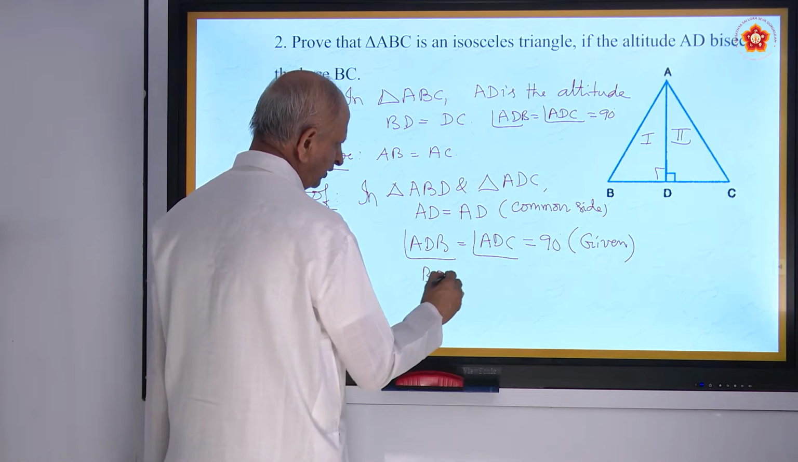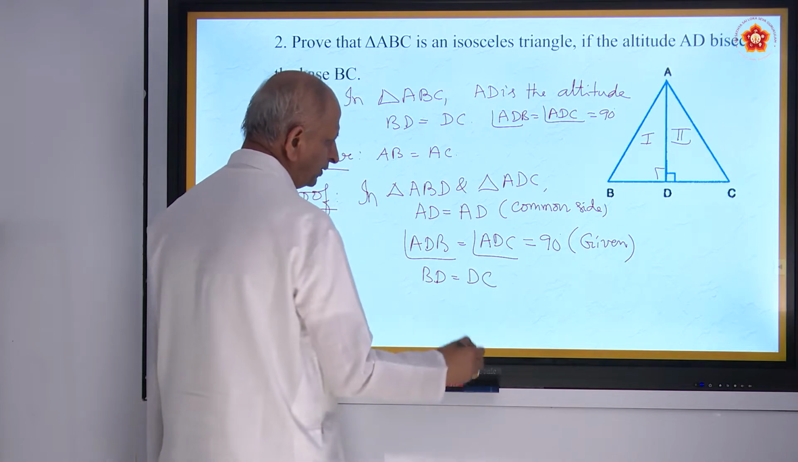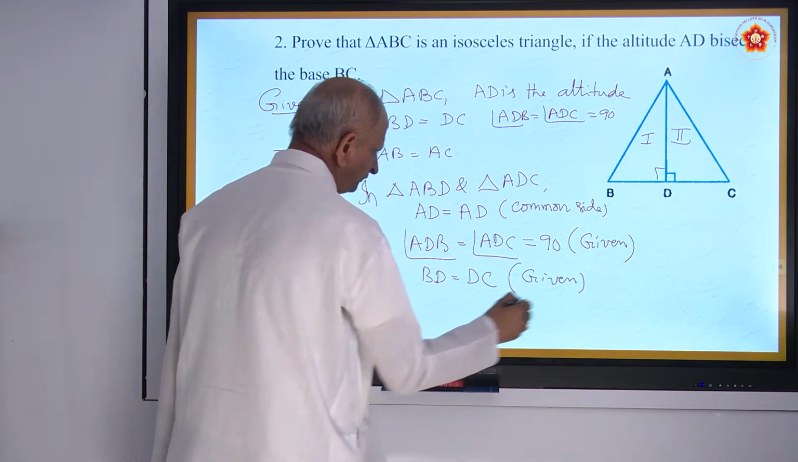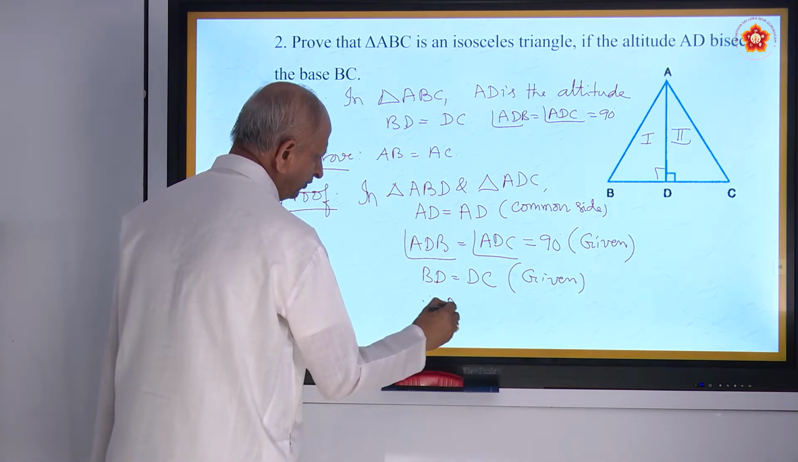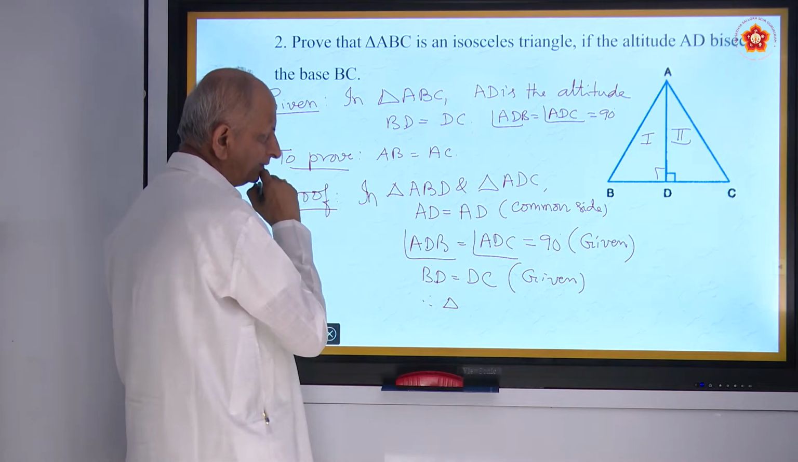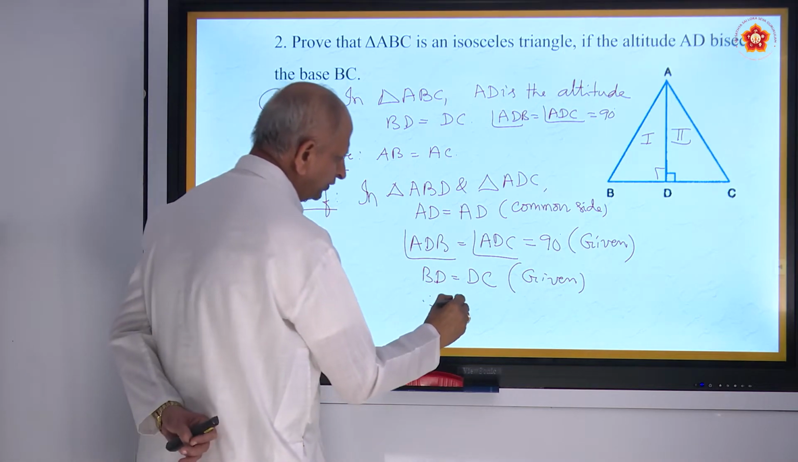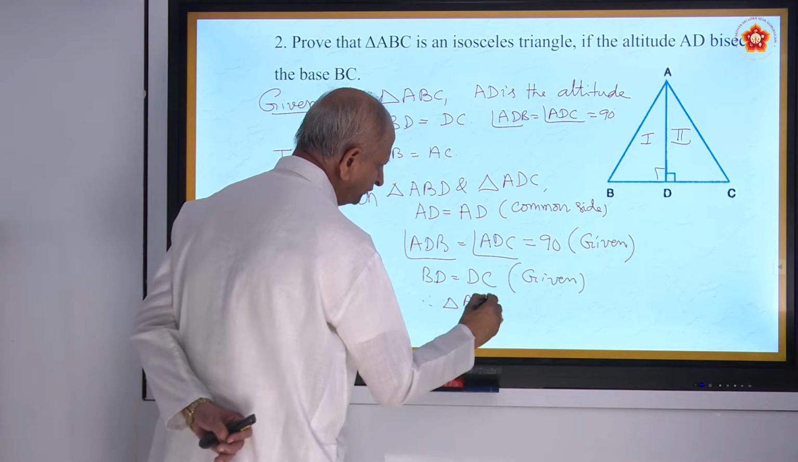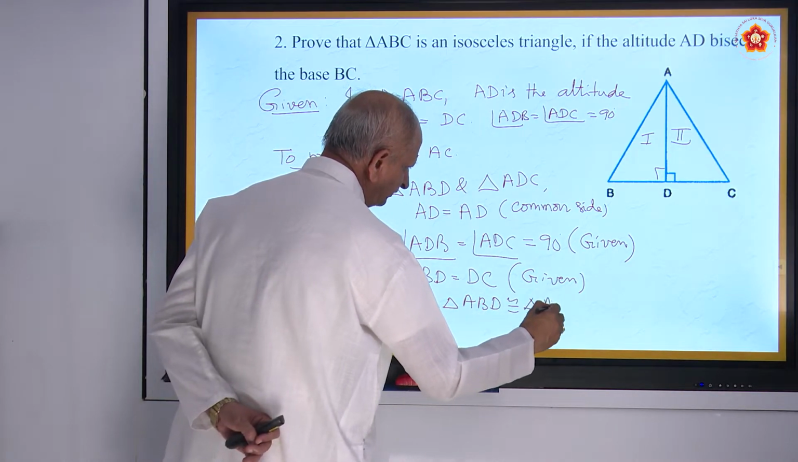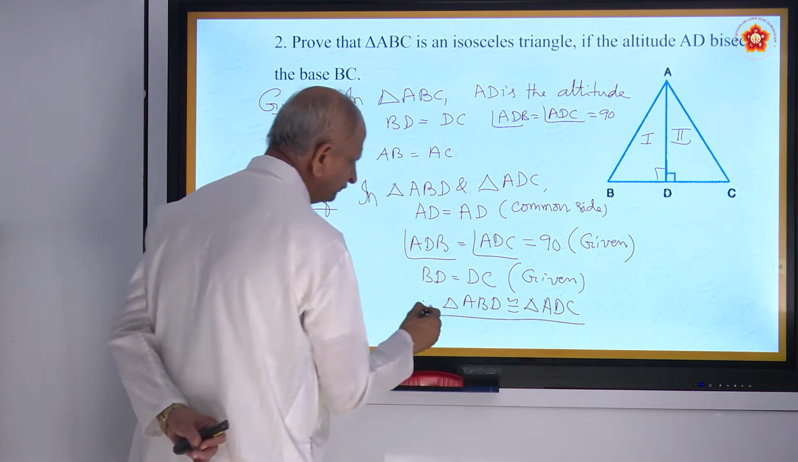BD is equal to DC, given. That's also given. So what do you get? Therefore, we have, see, two sides and one included angle. Is it not? So triangle ABD is congruent to triangle ADC.